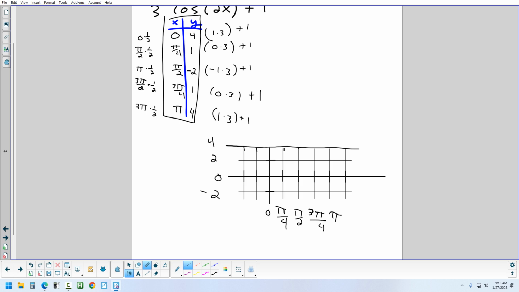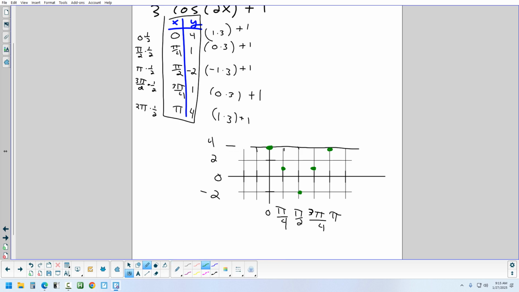All right, and plot your points. So we got 0, 4. Pi over 4, we are at 1. Pi over 2. Oh, I messed one up. I see what I did. I'll fix that. Pi over 2, I'm at -2. 3 pi over 4, I'm at 1. And pi, I'm at 4. I know I messed one up right away because I was looking at it. It didn't look like that V shape. It doesn't look symmetrical. And that's because I didn't put the first one in the right spot. Should be right there.